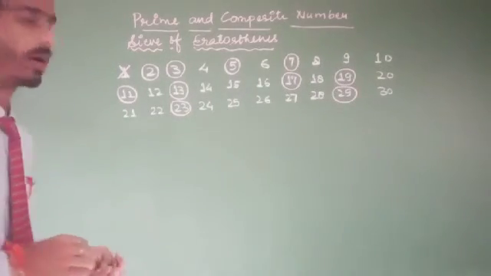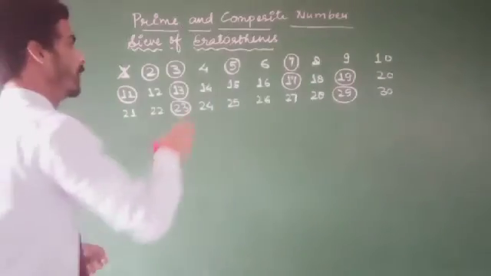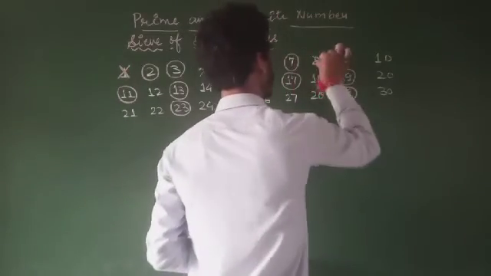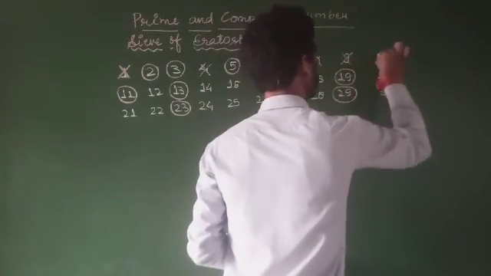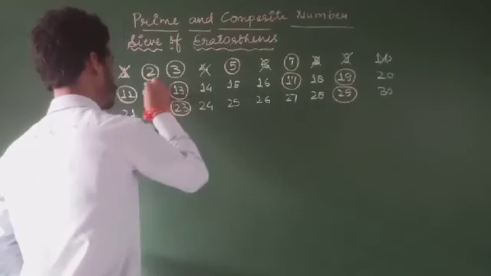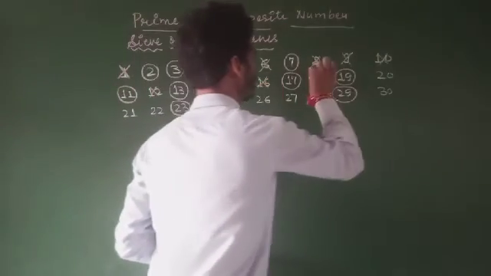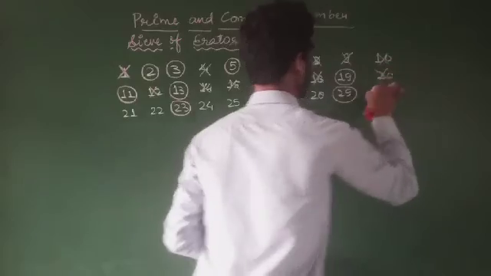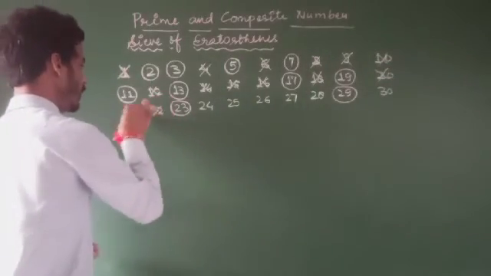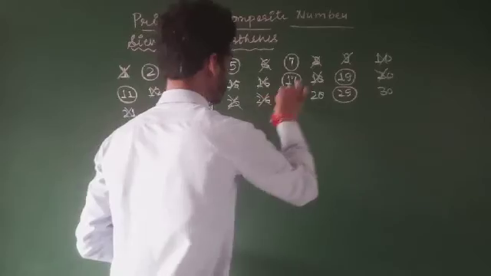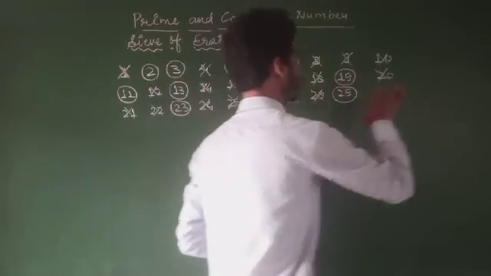Now cross out all the numbers which are given: 12, 14, 15, 16, 18, 20, 21, 22, 24, 25, 26, 27, 28, 30.